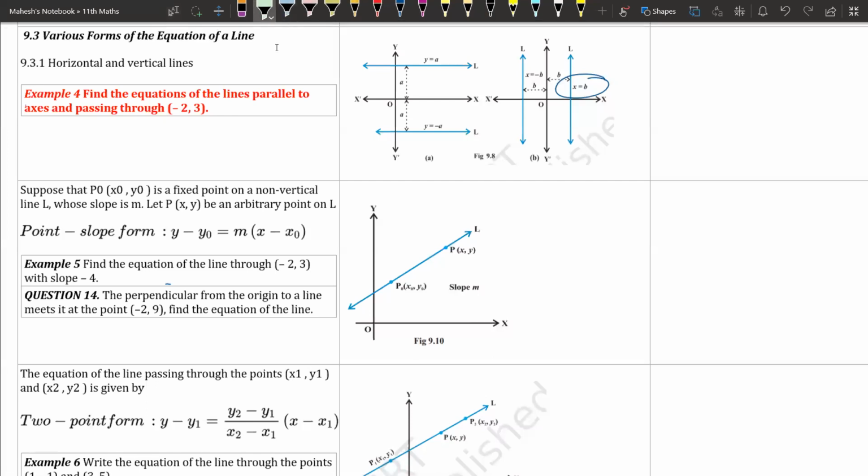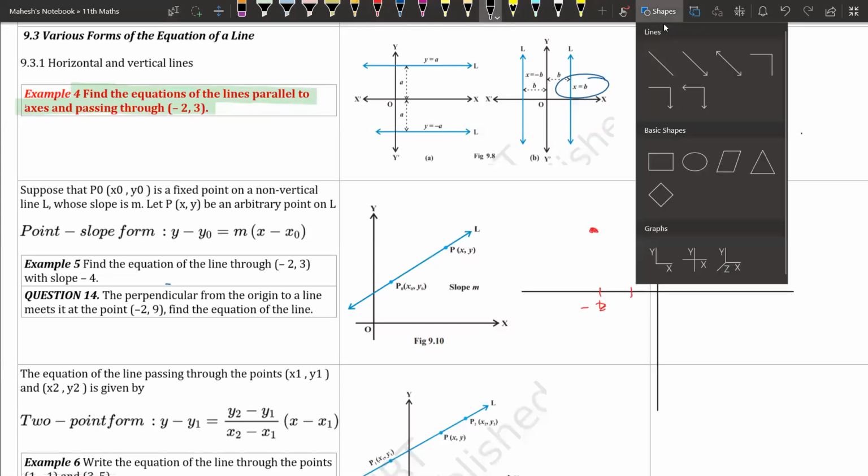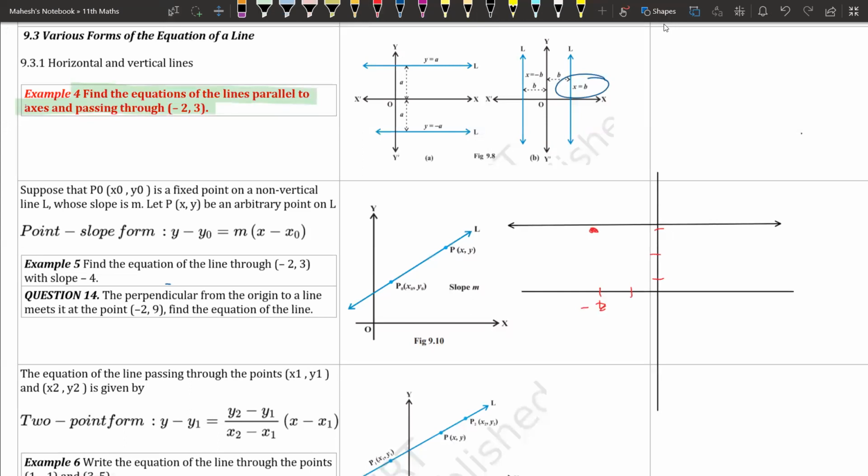Taking an example based on this, example number 4 says: find the equation of a line parallel to the axes, that is the x and y axes, and passing through this point. So we can draw a rough sketch of the Cartesian plane, and locate the point (-2, 3). So x being -2 and y being 3. Now we have to find the equation of a line which is parallel to the x and y axes. Let's say the first line is the horizontal line, parallel to the x-axis, and the other line I am drawing is parallel to the y-axis. Now we have to find the equations of these lines.